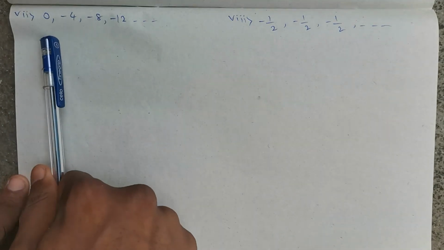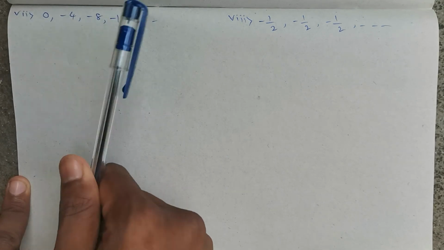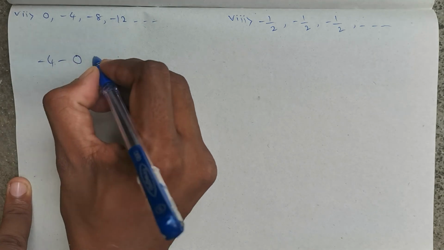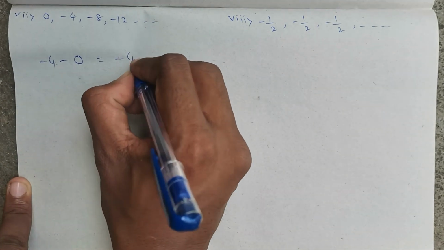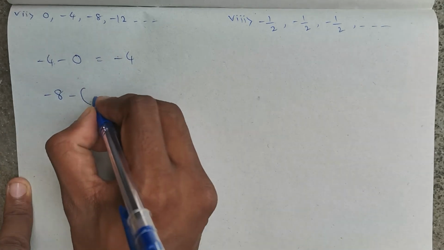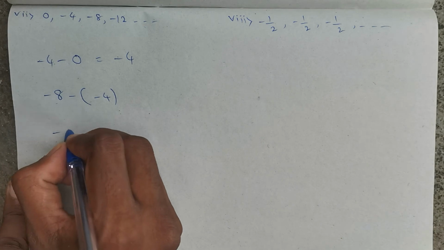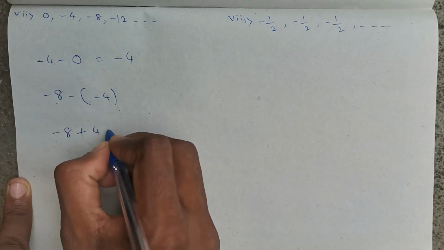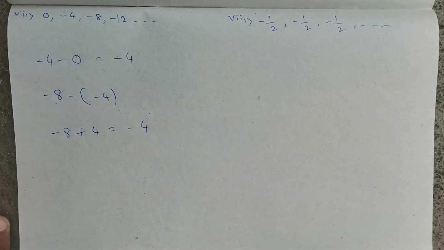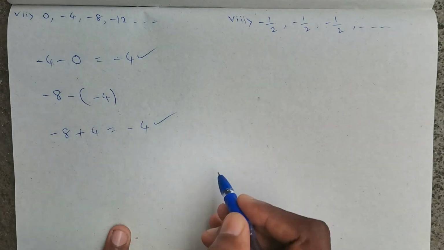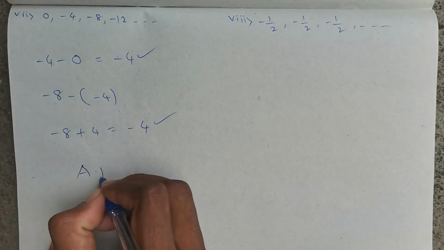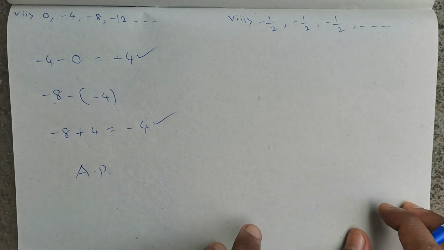Okay, the next question is 0, minus 4, minus 8, minus 12. Second term minus 4 minus first term 0 is minus 4. Next, third term is minus 8 minus second term minus 4: minus 8 minus of minus 4, that is minus 8 plus 4, which is minus 4. Here the difference is minus 4, here also the difference is minus 4, so the common difference is the same, so we can conclude that it is an arithmetic progression.